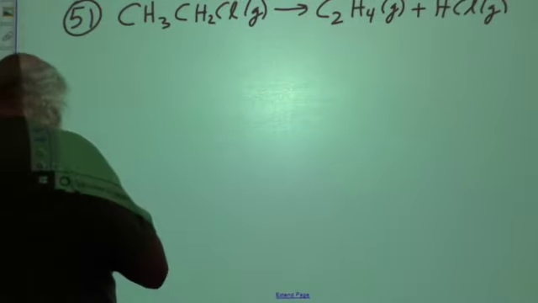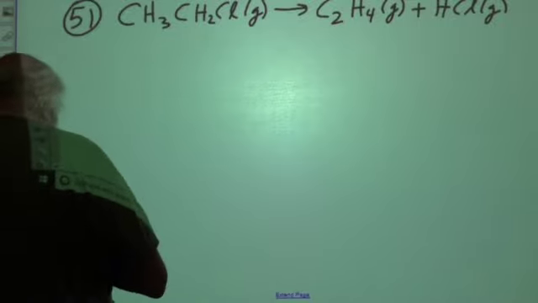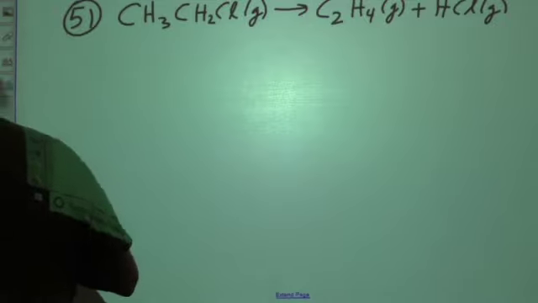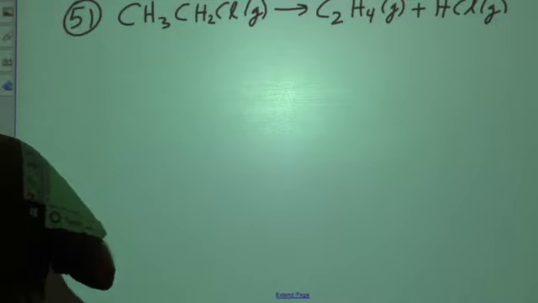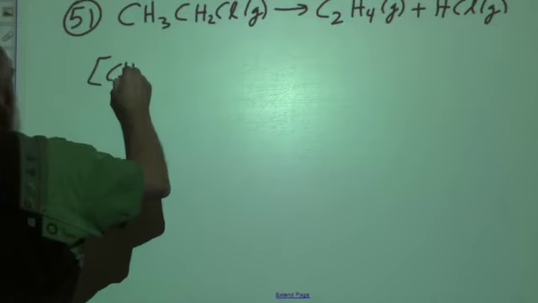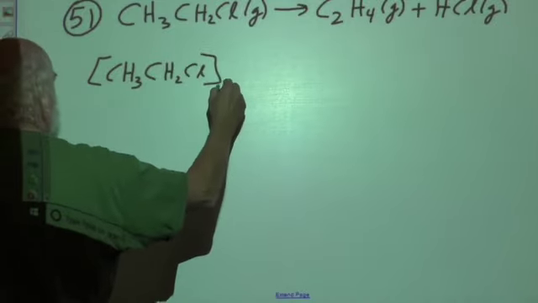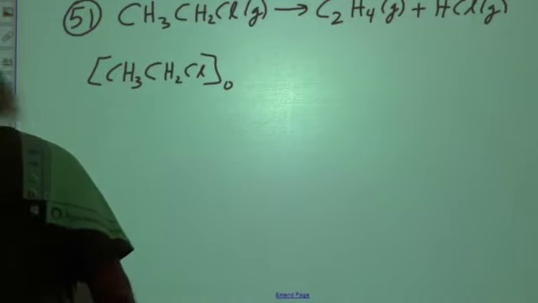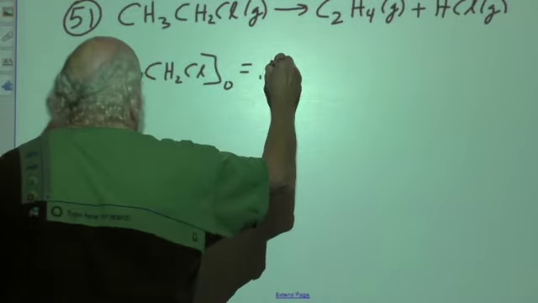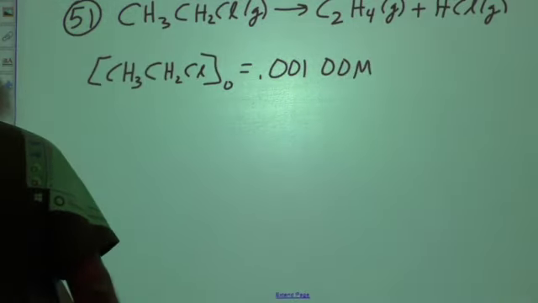And this is a first order reaction, which is nice to know, because we haven't studied the second one. So let's put down the information we do know, shall we? So the initial concentration of ethyl chloride, so [CH3CH2Cl] sub 0, is 0.00100 moles per liter. We really should put a space in there.